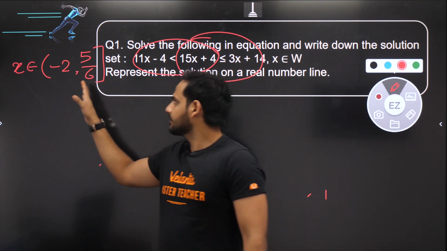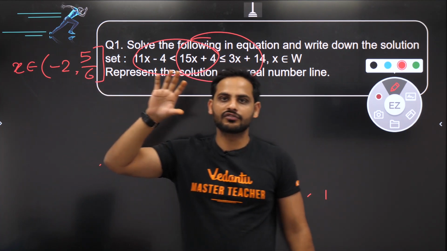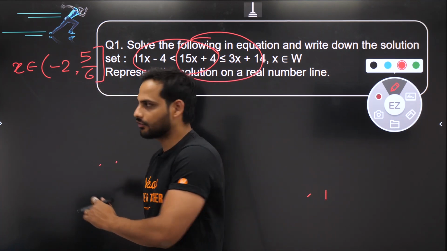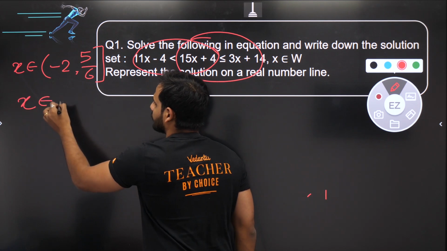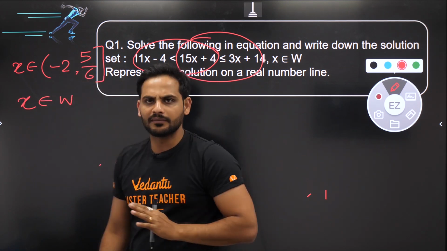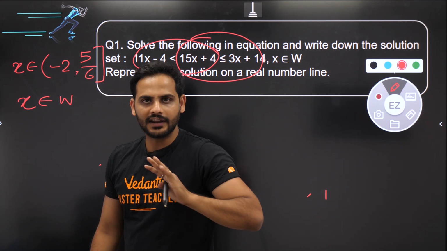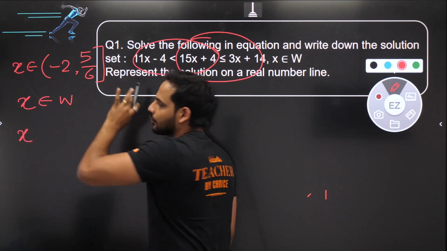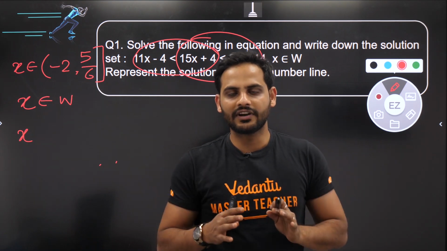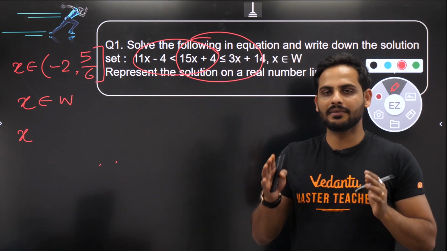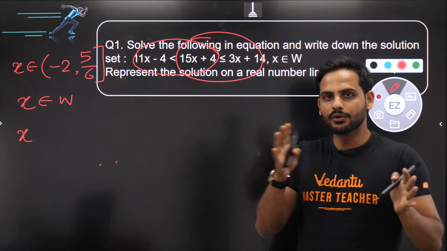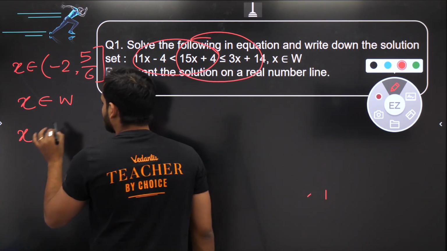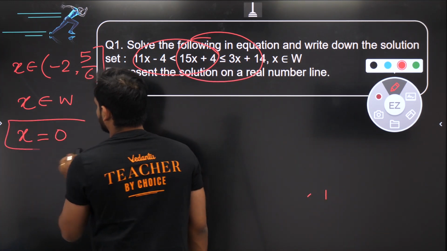So first, I know that x belongs to whole numbers, so the negative values don't matter to us. Negative values will not matter. So I can say x belongs to 0 to 5 by 6. Now, 5 by 6 is less than 1. So in this range from 0 to 5 by 6, there is only one possible value, which is x equal to 0.